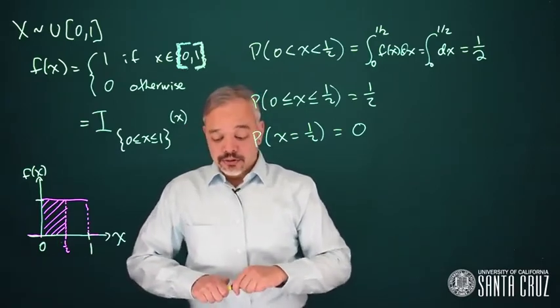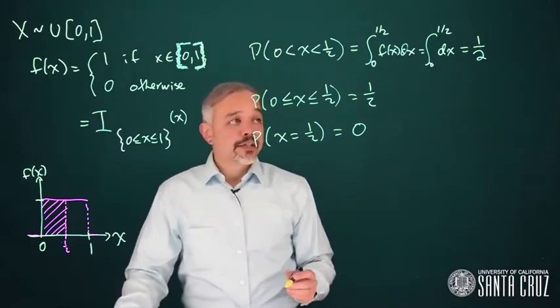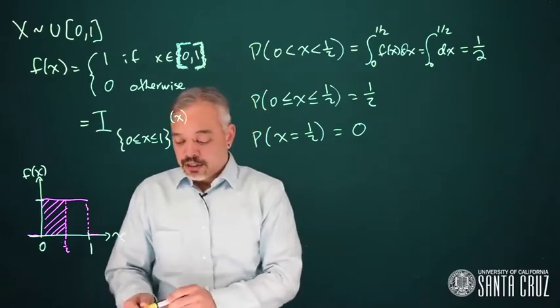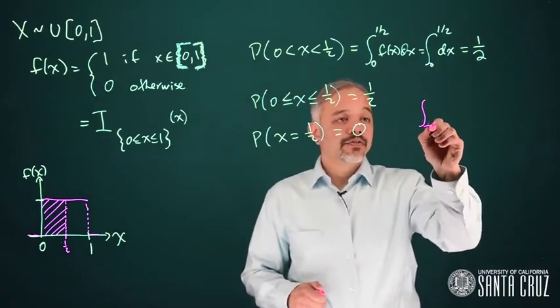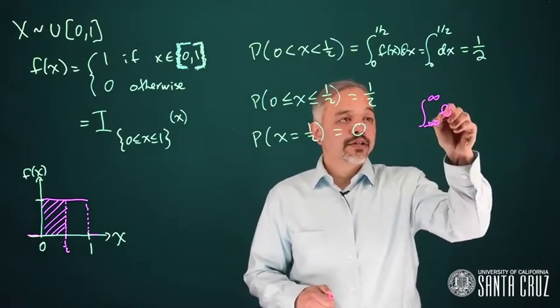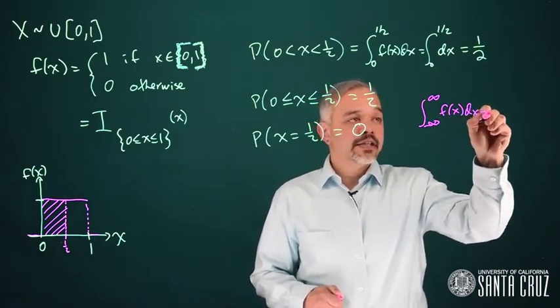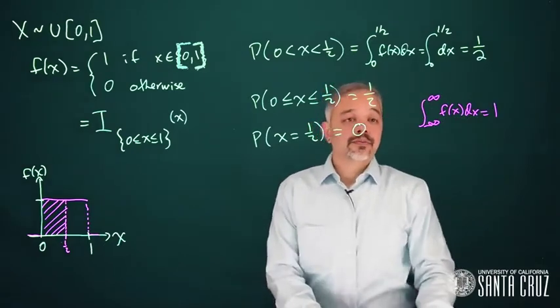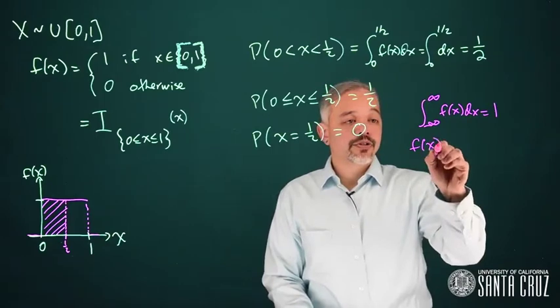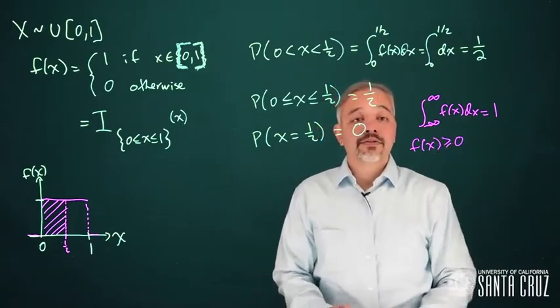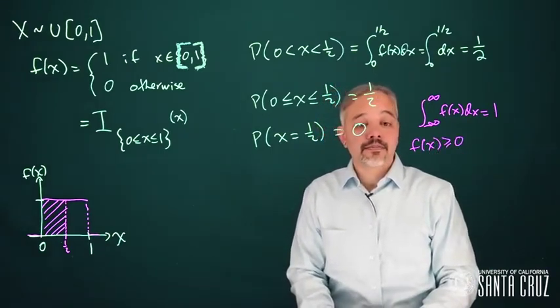Some key rules for probability density functions. It is going to be always true that the integral from negative infinity to infinity of f of x dx has to add up to 1. It must be probability 1 that something happens. Also it has to be true that densities are non-negative for all possible values of x.